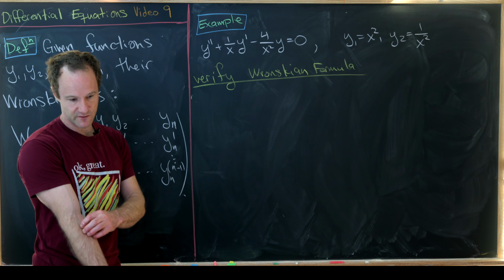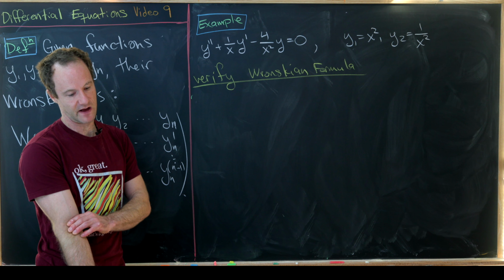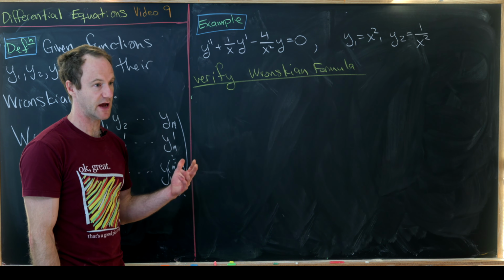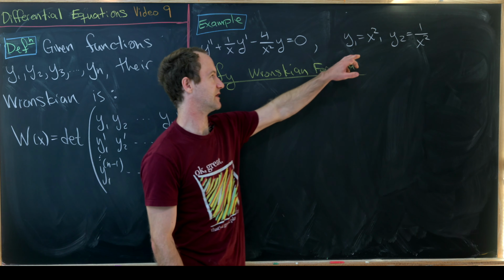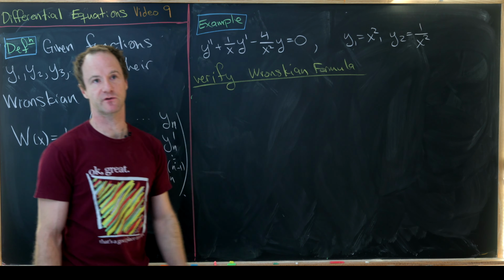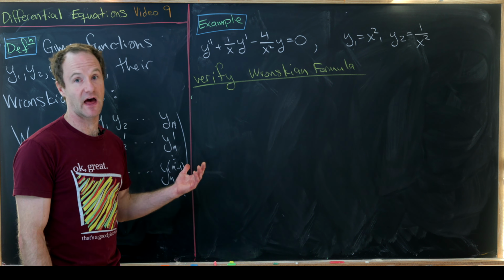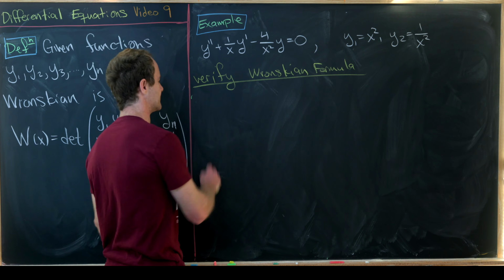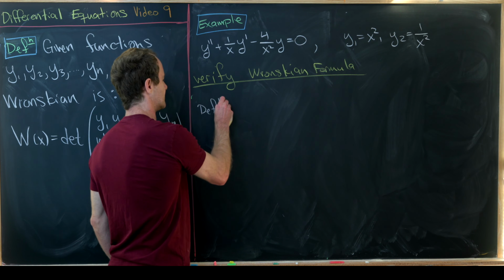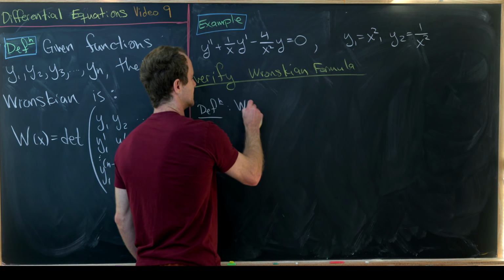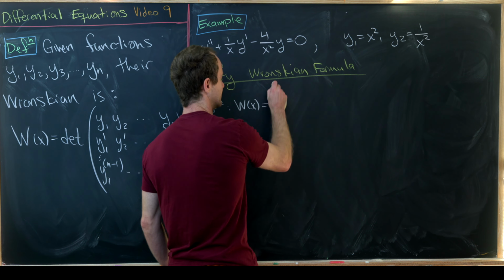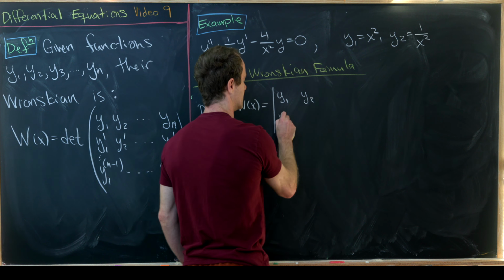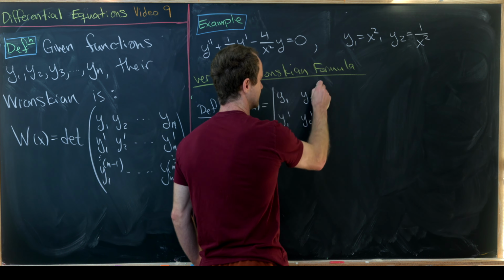So now let's verify the Wronskian formula that we had on the last board. So what I mean by verify is we'll calculate the Wronskian two ways, using the definition, given that we have these two solutions over here, and with that Abel's formula, which we had from the previous theorem. Okay, so let's use the definition first. So that means w of x will be equal to the determinant of y1, y2, y1 prime, y2 prime.